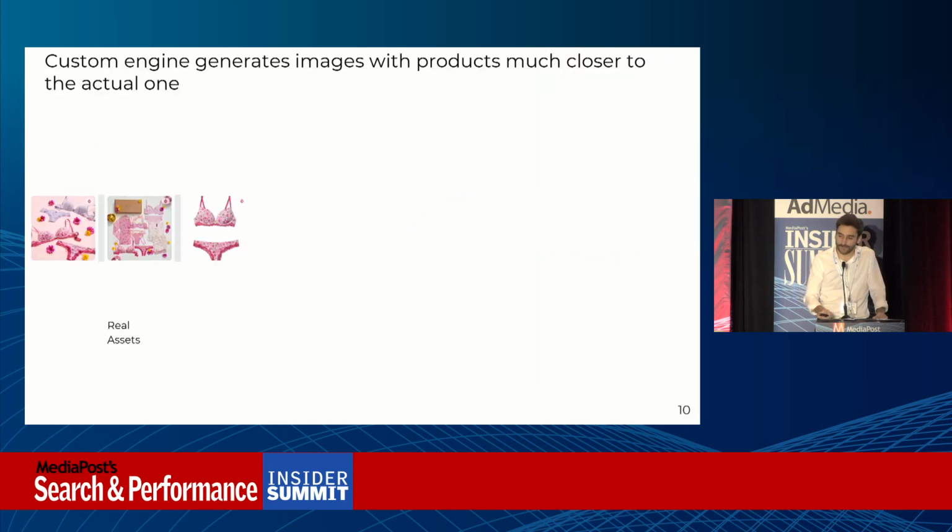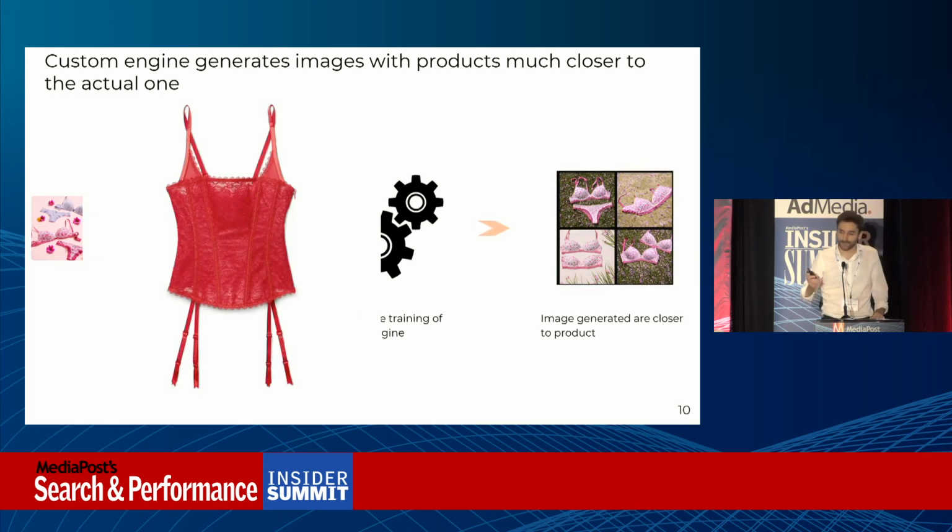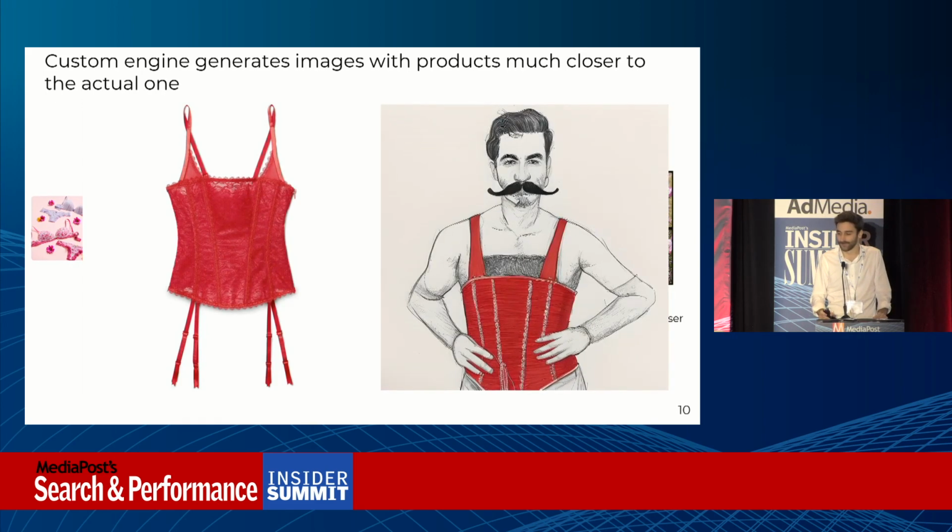So the way it works is that first you have some real assets, so those are real images, that we feed into the engine to complete the training, and then the engine has a good idea of what your product looks like and is able to generate it. And so this is another product we train a custom engine on, and sometimes the prompt is pre-filled with some generic prompt, I don't know why, and this time it was something like a man with a mustache drawn as a sketch. And so I hit generate, and I got this, which I think looks pretty cool.